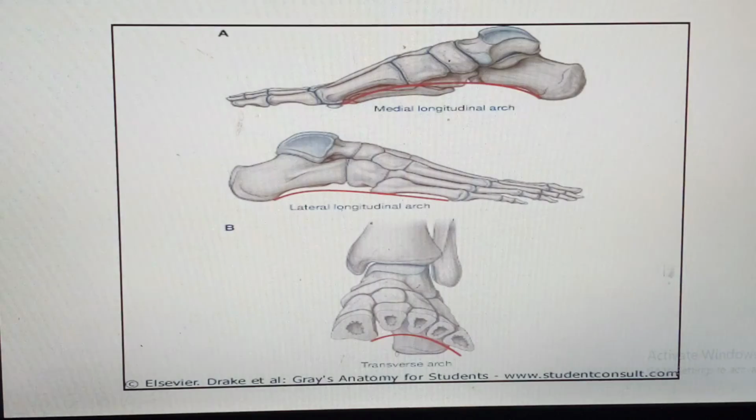Now with the arches, as you can see, there's the medial longitudinal arch, there's the lateral longitudinal arch, and this is the transverse arch. Now what happens is that if the medial longitudinal arch becomes too high, that's what we call the high arch foot, the pes cavus. But when it becomes too flat, too loose, that's the flat foot. But if the transverse arch becomes too raised, then it may lead to some form of claw foot. So these are some important bits that we have to know.